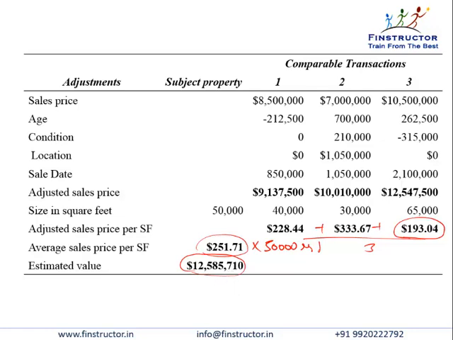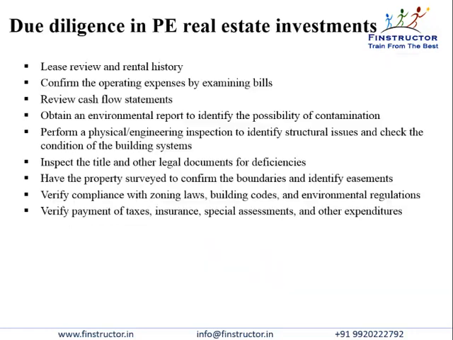Now, please note that the appraiser can apply more adjustments also. If he feels that comparable 2 is more like my current property, then you can give a higher weight to comparable property 2. You can do a weighted average. But this is the general technique of applying the sales comparison method, another very useful method to valuing properties.